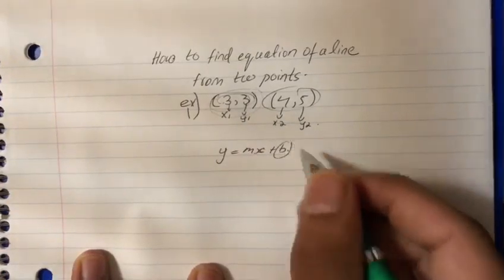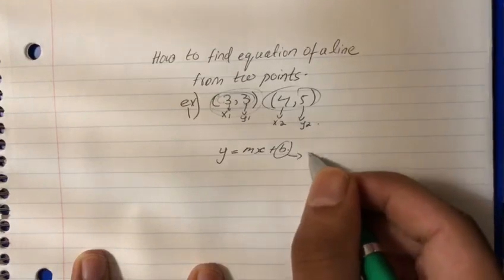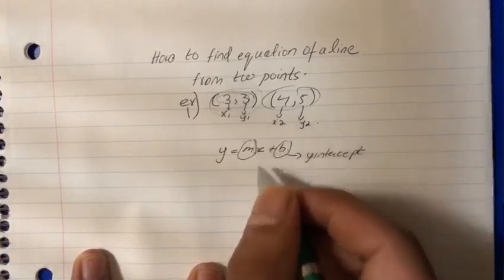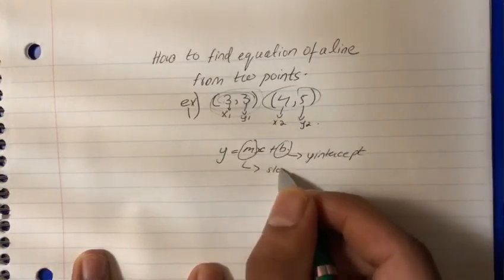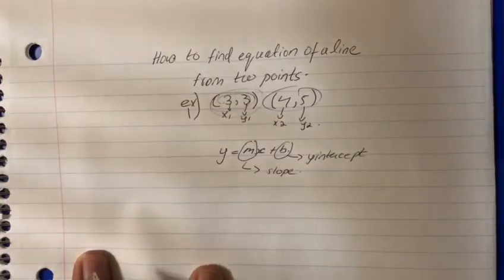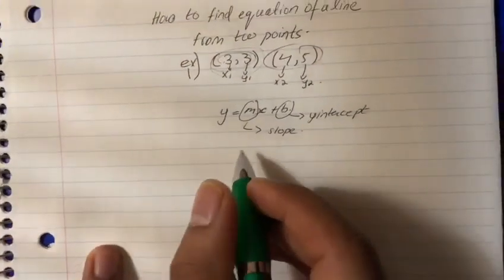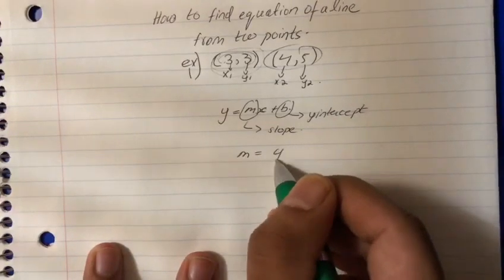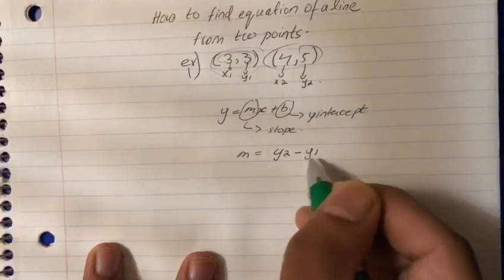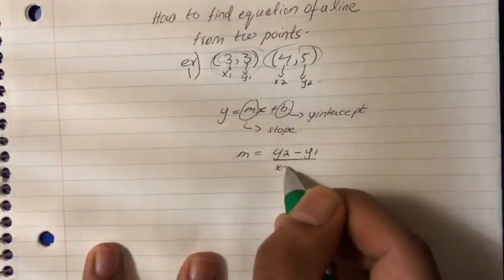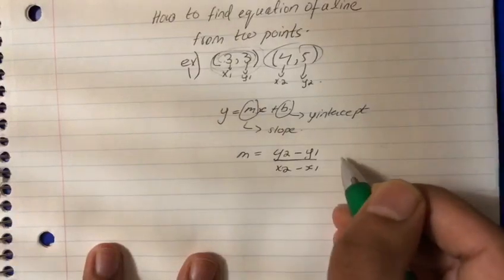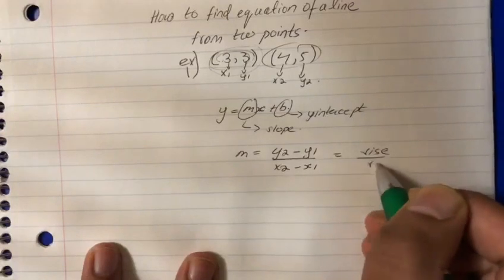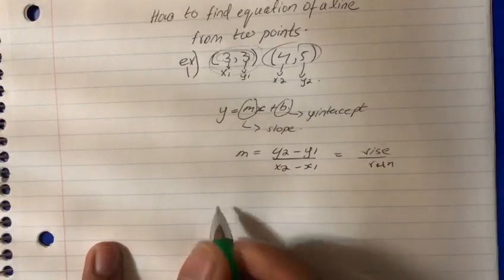We know that b represents the y-intercept, and m represents the slope. In order to find the slope of a line, we have the formula, which is y sub 2 minus y sub 1 over x sub 2 minus x sub 1. Basically it goes to the analogy of rise over run.